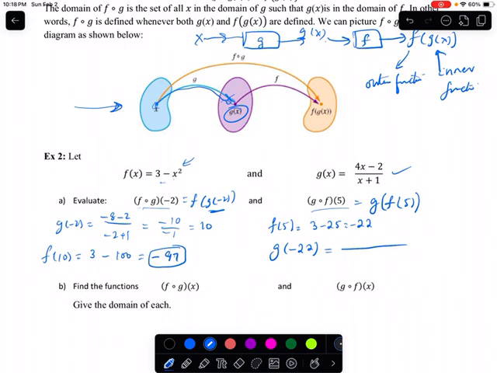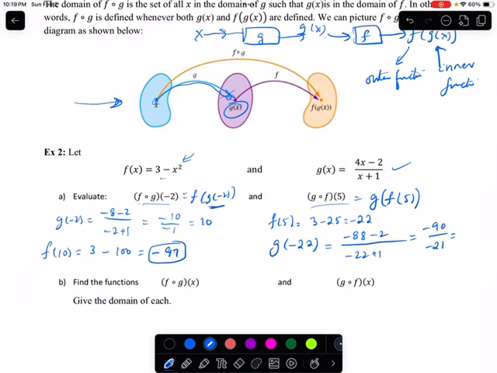4 into 22 is 88. So I get negative 88 minus 2. And at the bottom, negative 22 plus 1, which is equal to negative 90 over negative 21. 3 goes into both, negative becomes positive, so we have 30 over 7. That is the value of that quantity.